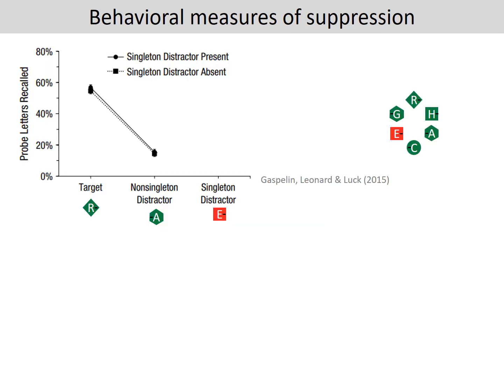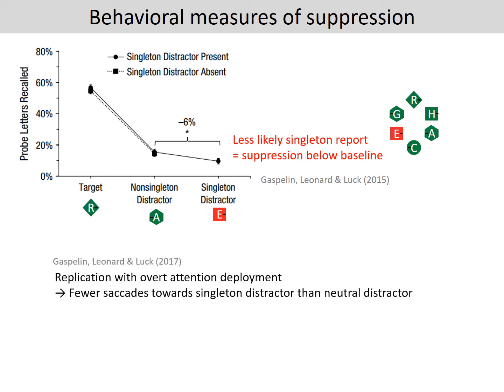They found that when participants had to report as many letters as possible, they would report more from the target than distractor location, showing attentional enhancement at the target location. Interestingly, they reported even fewer letters from the salient distractor location, which is direct behavioral evidence for suppression below baseline. In a follow-up study, they also replicated this with overt attention deployments. Participants made fewer saccades towards singleton distractors than towards a neutral distractor.